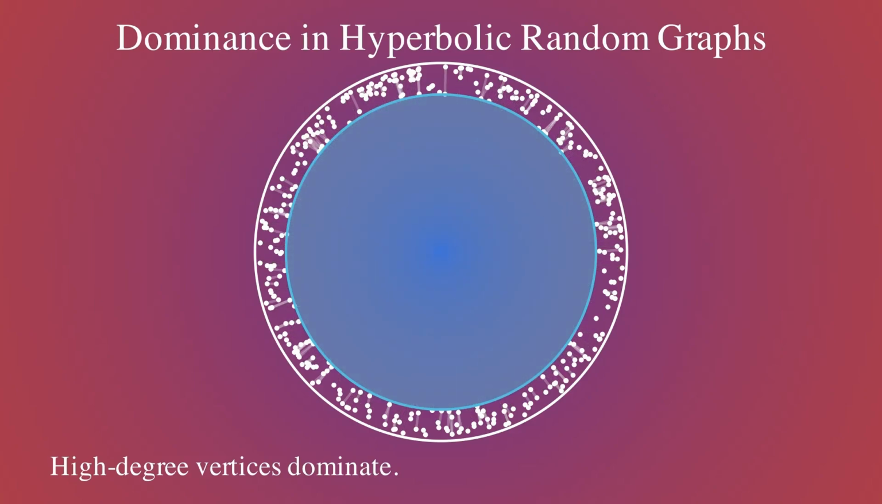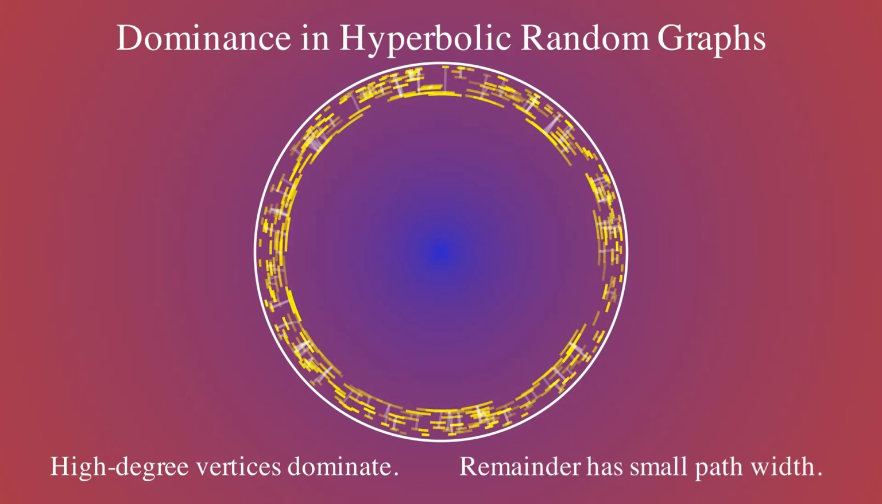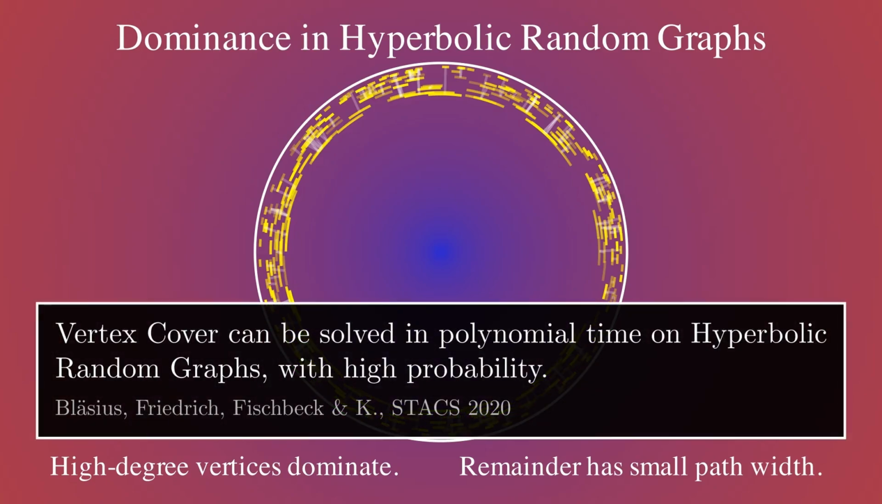For the remaining graph, we were able to show that it has small path width by constructing a circular arc supergraph with a small clique number. This allowed us to prove that the vertex cover problem, that is NP-complete in general, can be solved in polynomial time on hyperbolic random graphs with high probability. This was already a really nice insight and a good step towards understanding why vertex cover can be solved so efficiently in practice. But actually, we can learn even more from our analysis.